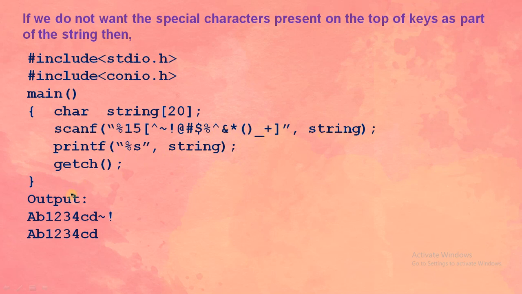Percentage string. So here I have tried to enter A, B, 1, 2, 3, 4, C, D, tilde and not. Tilde is not permitted, not is also not permitted. Therefore, when the output is presented, only A, B, 1, 2, 3, 4, C, D has gone to the memory, and this is not being considered by the scanf function. The scanf function has forbidden the tilde character and the not character. It has taken only the rest.